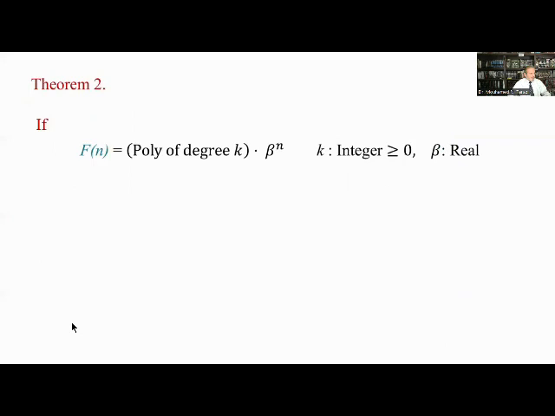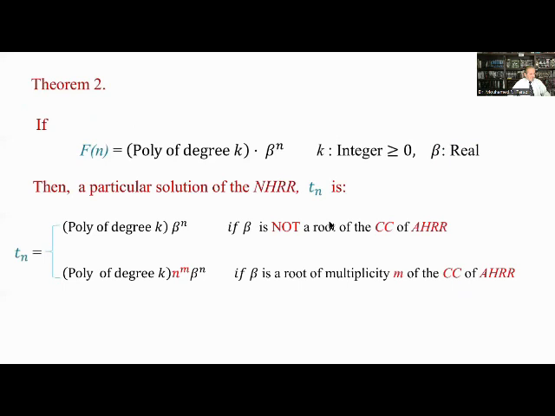Theorem 2. Now, this is the important theorem. If Fn is a polynomial of degree k times beta to the power n, where k is a non-negative integer and beta is a real number, then what happens? Then a particular solution of the non-homogeneous recurrence relation Tn is a polynomial of degree k times beta to the power n if beta is not a root of the characteristic equation.